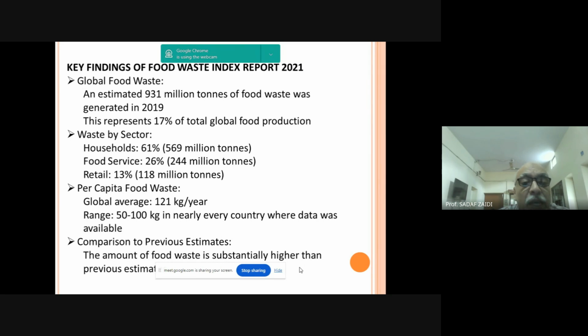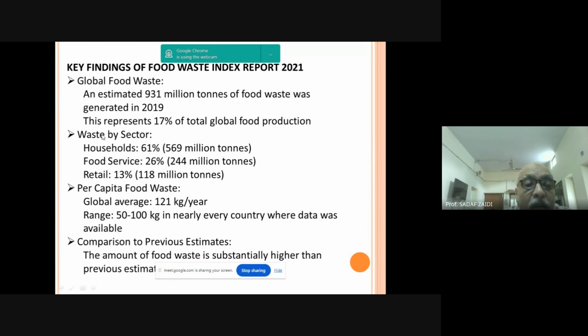Waste generation is 931 million tons. Now, a very important thing which is here. If you see this part, what is this? Waste by sector. What are the sectors? So food waste, as I told you, is composed of three main culprits: one is the retail, the second one is the food service, the third one is the households.